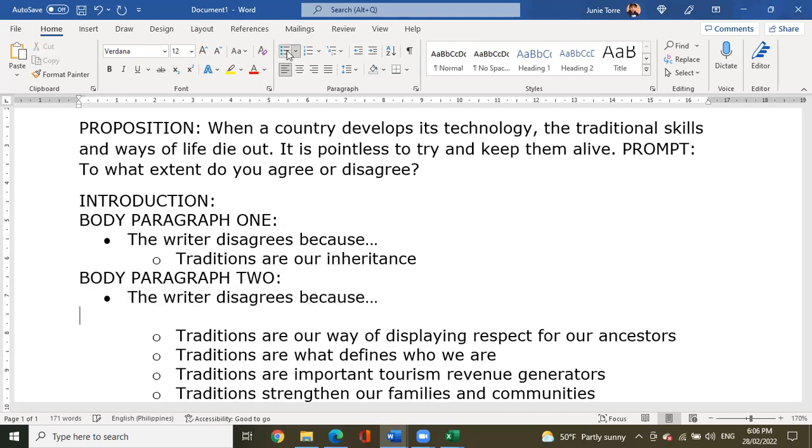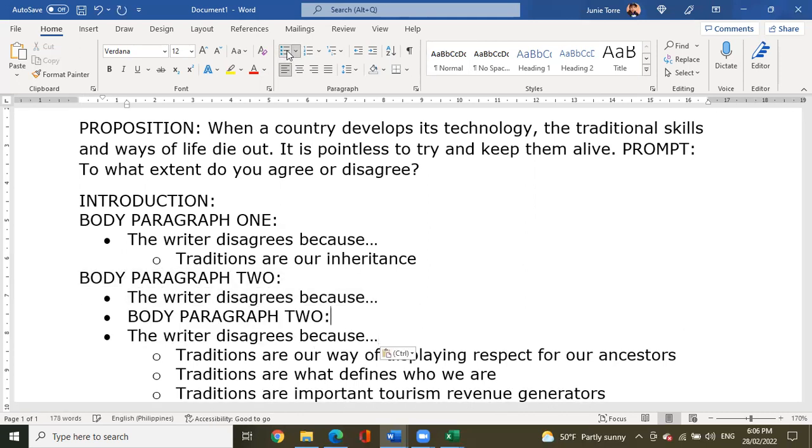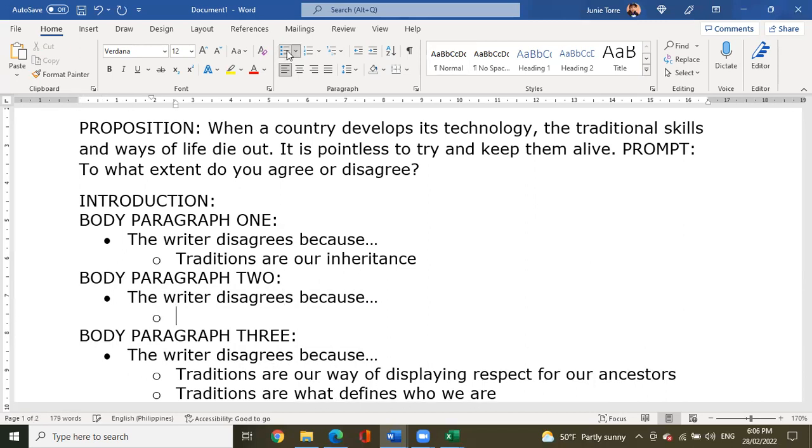Winner. Yan. Body paragraph 3 na to. Body paragraph 3. My God. Okay. Ay, what happened there? So that one should be here.